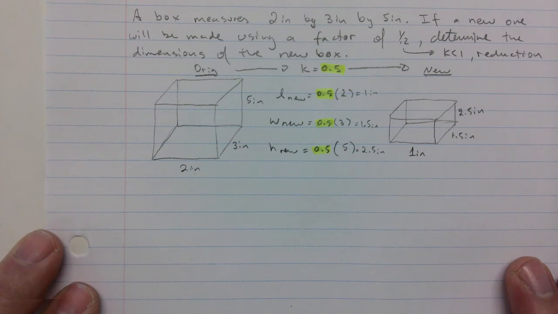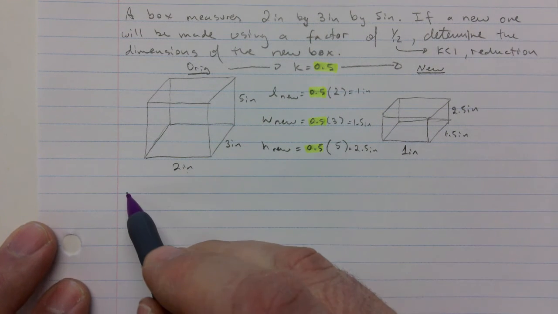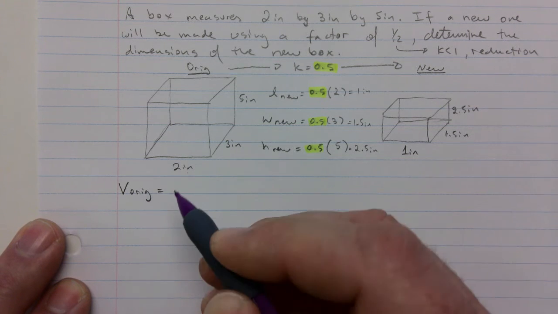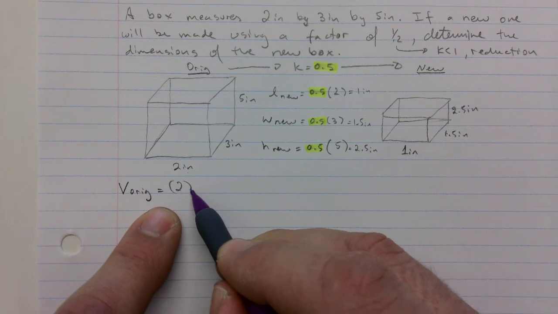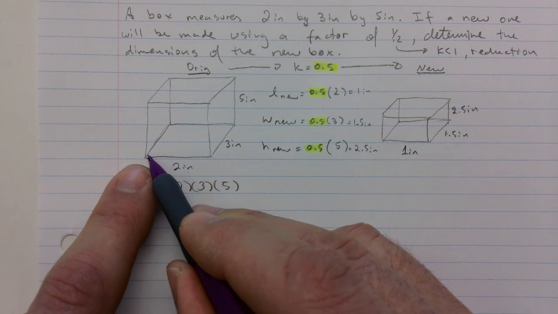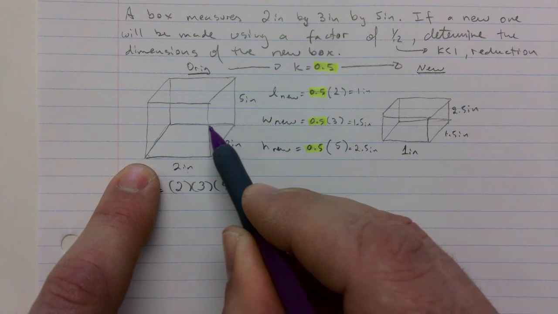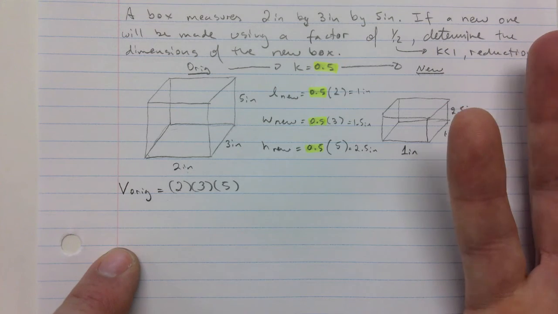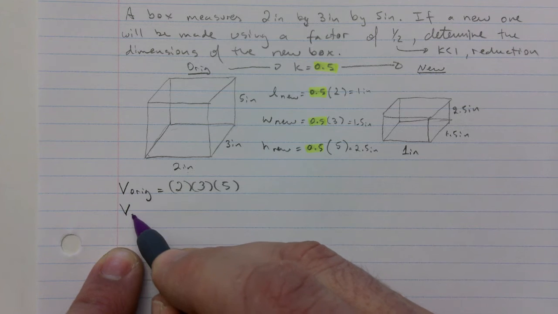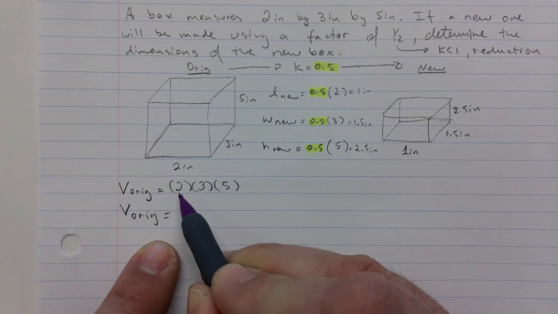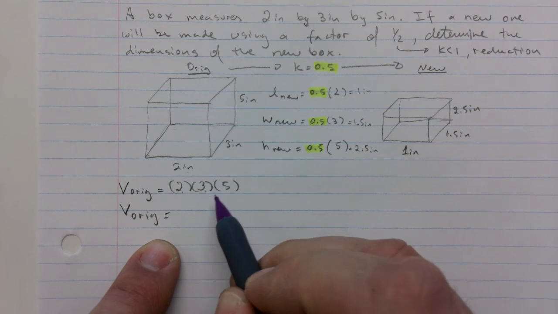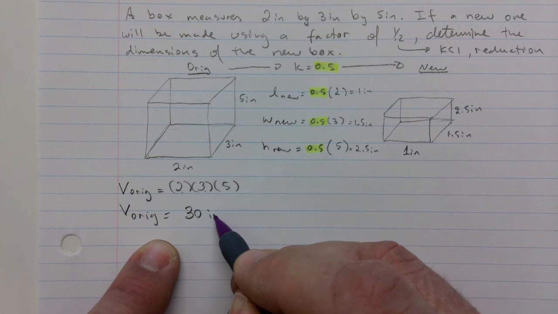And so now, let's come up with the volume of the original. And you know that the volume of the original is 2 times 3 times 5, right? It's the area of the base times the height. That's the definition of volume, by the way, right? So volume of original, we can do this in our heads, right? 2 times 3 is 6. 6 times 5 is 30. 30 cubic inches.